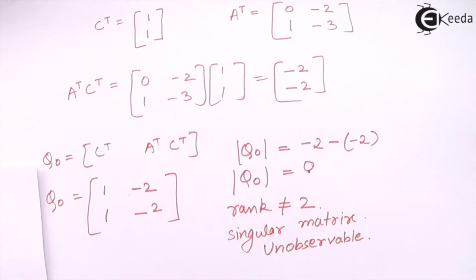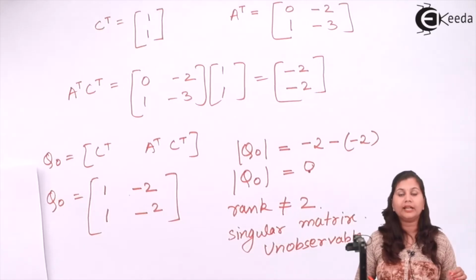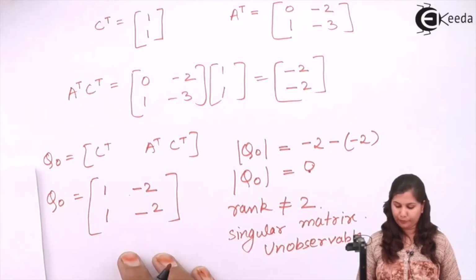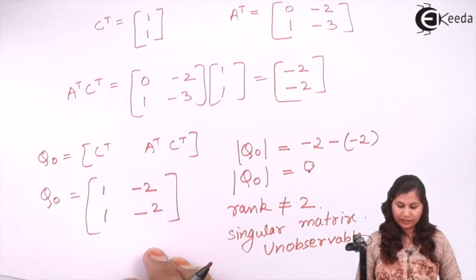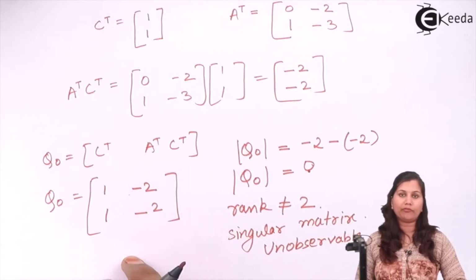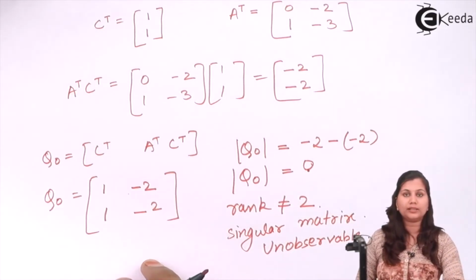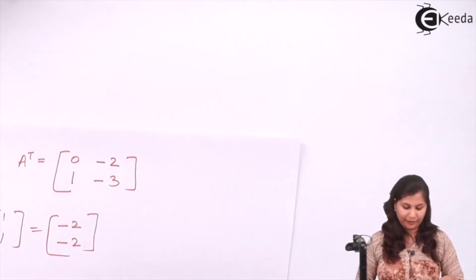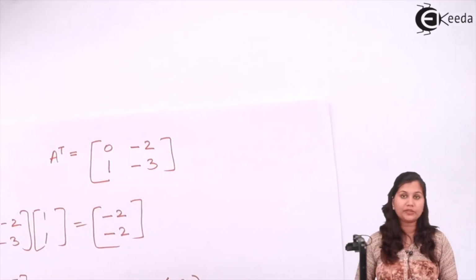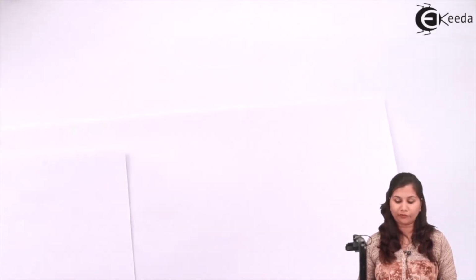That is, one of the states of the system is hidden. It cannot be measured or observed externally. It is not linked with the output. So this is how we can check the observability of a system. We have checked how we can determine the observability and controllability of a system.